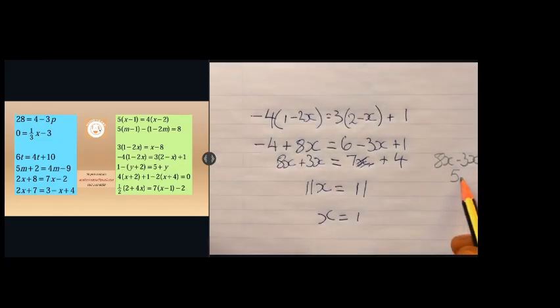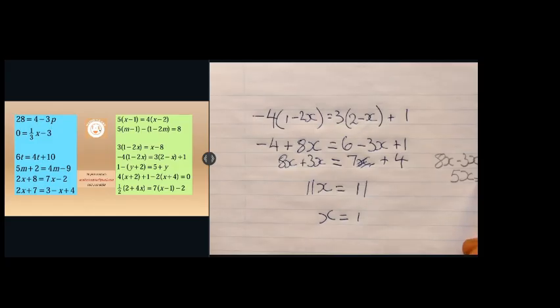You're going to have a 5x this side. And then this side you're going to have a what? This is a 2 plus 1 is what? 3. You see. Then you see there's something wrong. All right. Something wrong.